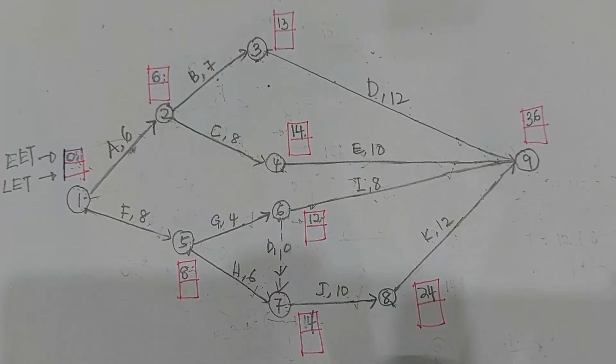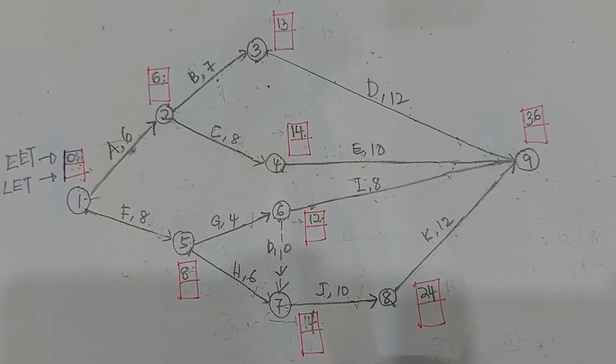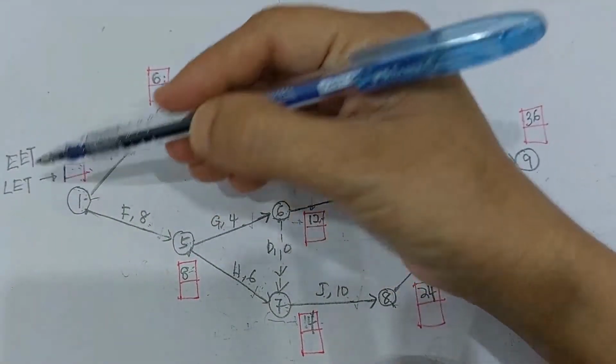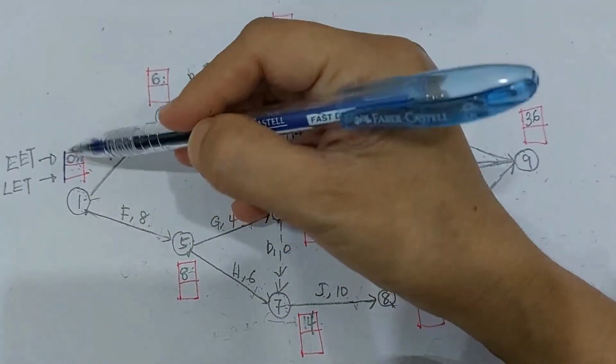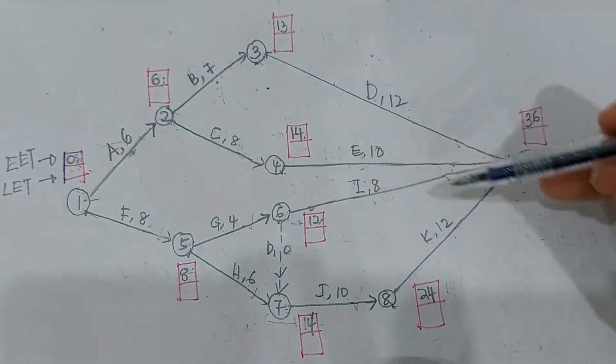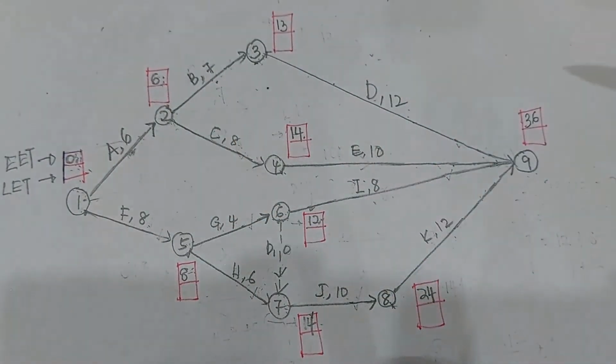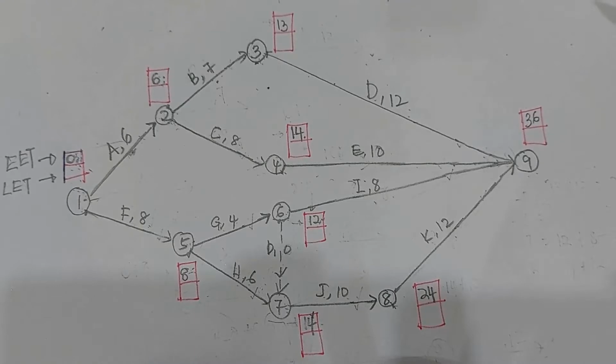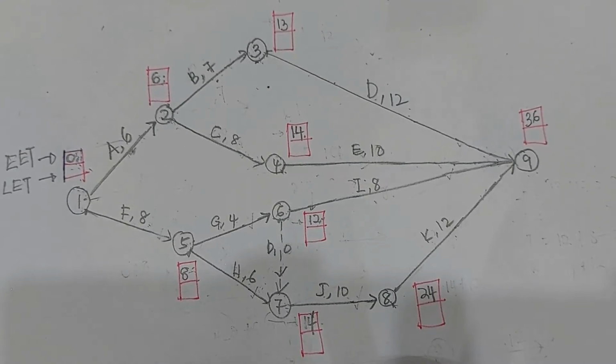Okay, now once we are done with the EET calculation, earliest event time, we proceed to the LET calculation, the latest event time. For the EET just now, we started with event number 1 and continued to the rest of the events. We follow the sequence by event number. Now for the LET, latest event time, we have to go backward. So always start with the last event first.